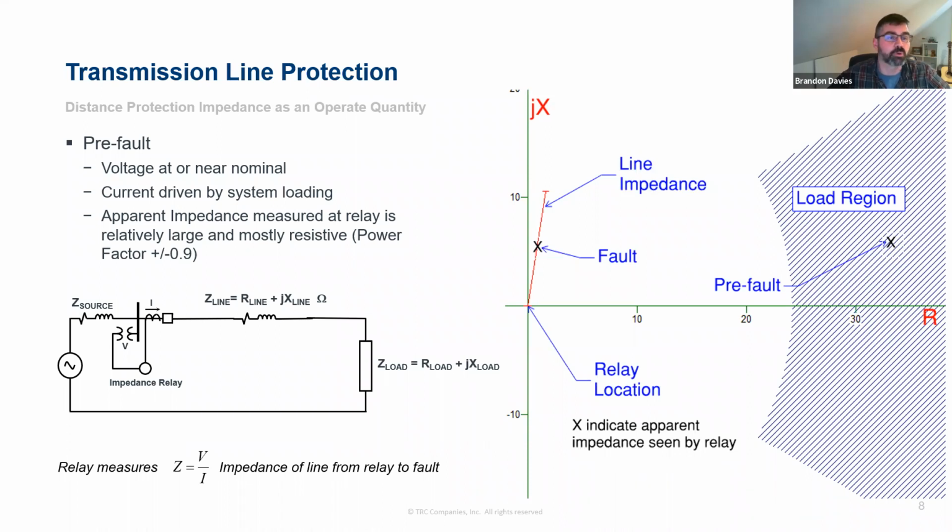So looking at impedance as an operate quantity, we've got before a fault, kind of in your normal operating scenario. So in a pre-fault scenario, we're really looking at just normal system loading. So the voltage that the relay is measuring is going to be at or near nominal voltage. Your current is going to be driven by the system loading and how much load current is flowing through the line. You can kind of see that down here. We've got another different simplified view of the power system with a Thevenin equivalent. We've got the relay, we've got the line impedance, and then in this case, we've taken out the other terminal and just said, okay, here's our load.